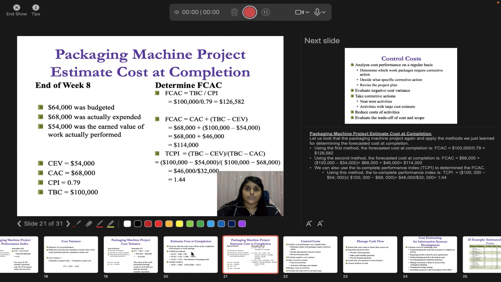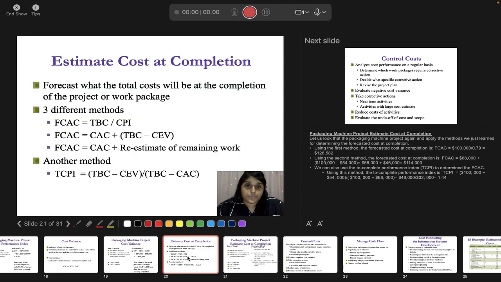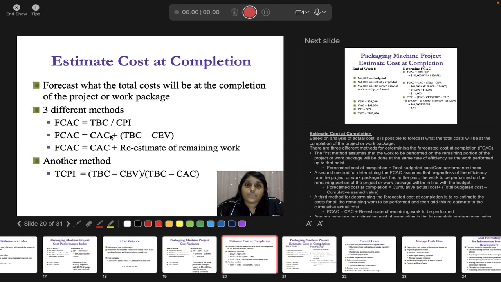since your earned value is low, it is not 1, it is in the point of 0.79. That means they will re-evaluate your efficiency, and it will be evaluated based on your total budgeted cost and your CPI, the CPI that we have figured out. So your actual cost at completion is estimated at 126,000. That means you are going to go over the budget by 26,582.